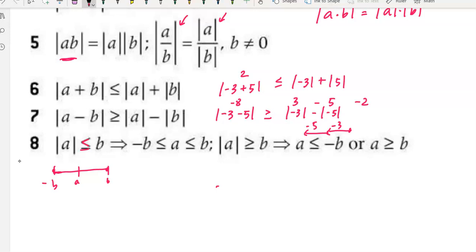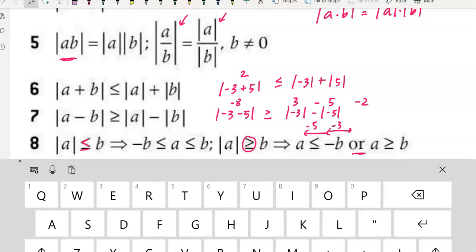Okay, but over here, it's greater than, so it's going to be the ors. It's going to be the b and the -b. So it's going to be these out here.